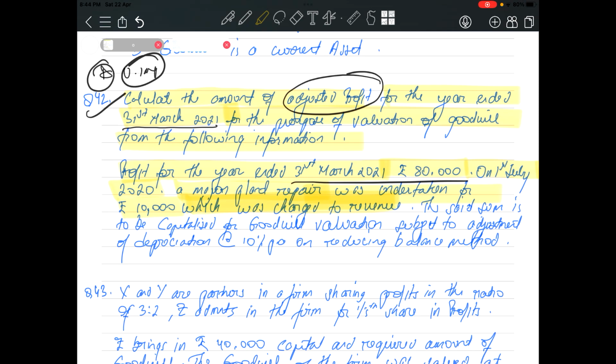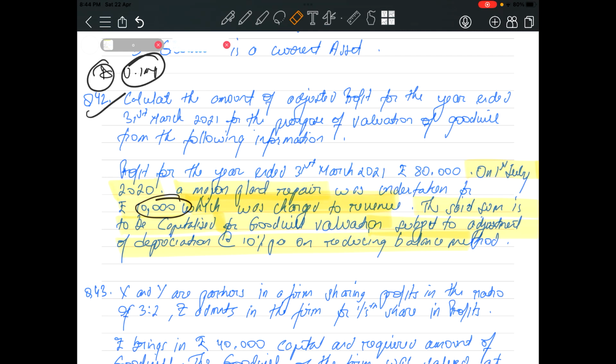Now what is the question saying? This 10,000 is to be capitalized for goodwill valuation, subject to adjustment of depreciation at the rate of 10% per annum on the reducing balance method. What do you mean by capitalized? We'll discuss that. This is a very, very important question, so please pause the video, take your time, and read this question once again before we solve.